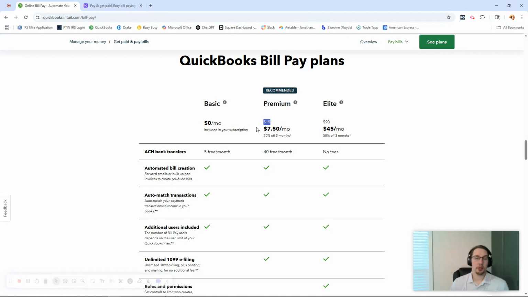$40 sounds like a lot, but you can run through it pretty quick. I have tons of clients who pay way more than $40. And then the elite plan, $90 a month, and if you're already paying $50 to $100, it adds up quick. I mean, that could be $1,200 a year. So not necessarily the greatest value. They're going to get you, basically. If you're going to use their service, you're already a part of that ecosystem. You're going to have to pay to play.